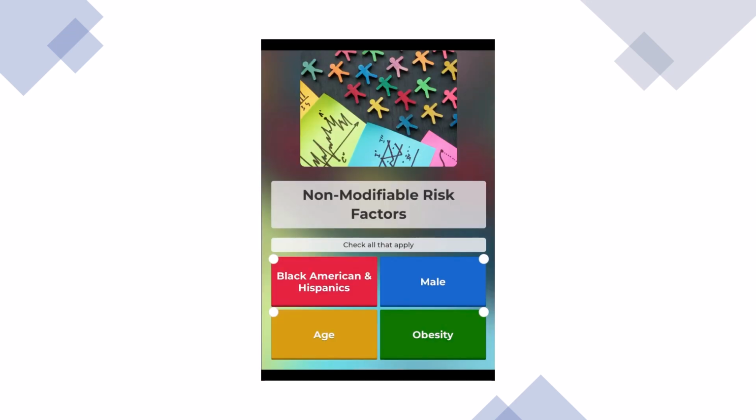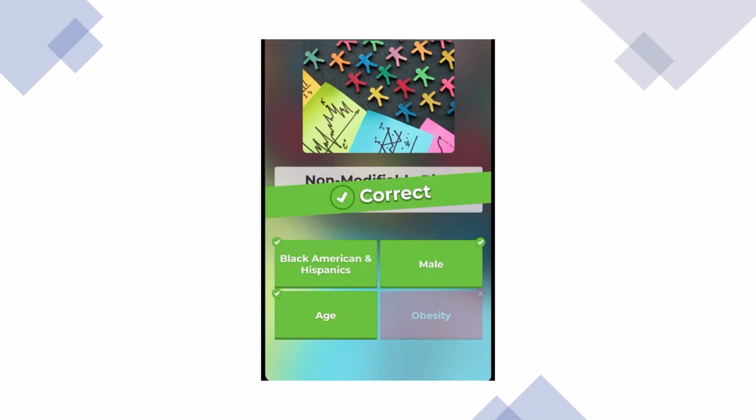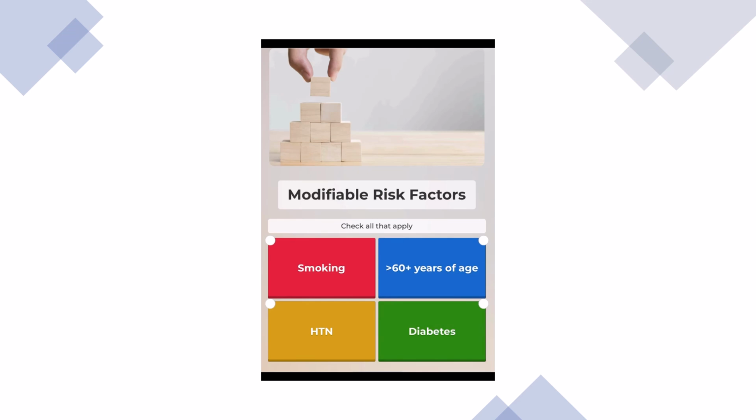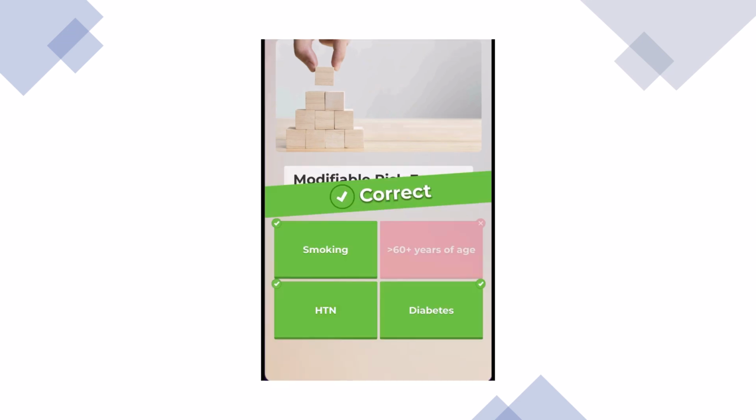Non-modifiable risk factors: A. Black American Hispanics, B. Male, C. Age, and D. Obesity. The correct answer is A, B, C. Modifiable risk factors: A. Smoking, B. 60 years or older, C. Hypertension, D. Diabetes. The correct answer is A, C, D.